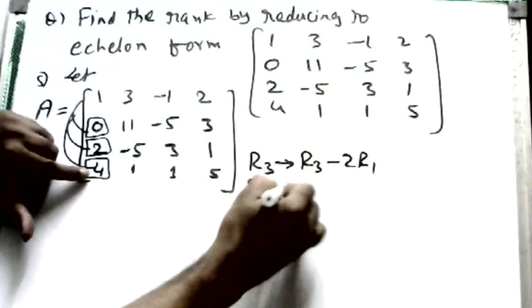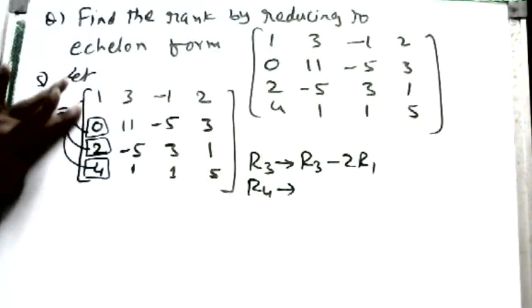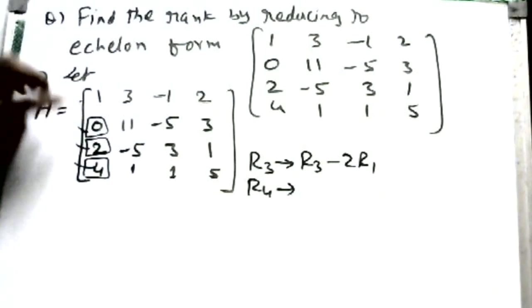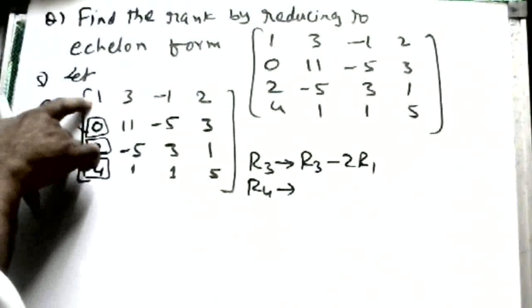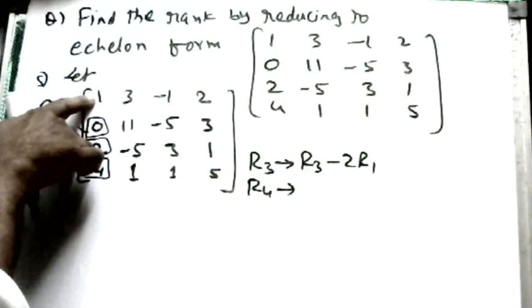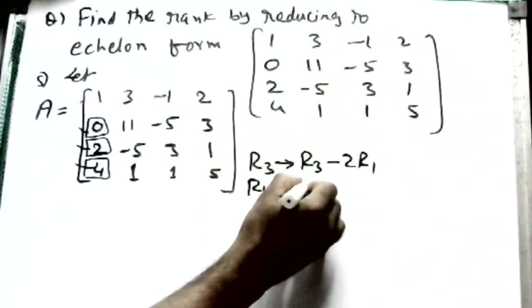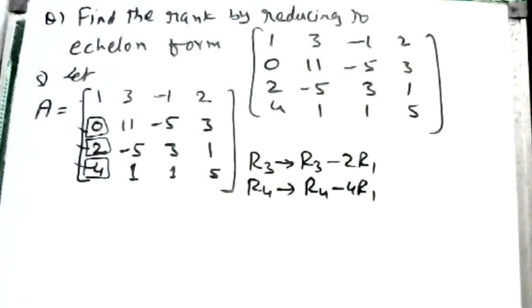In the same way, this is R4. R4 implies, this is 4 and this is 1. In the first step, when we make these three zeros, we must use R1 only. So what is the method here? This is plus 4, this should be minus 4. So therefore, R4 implies R4 minus 4 R1.